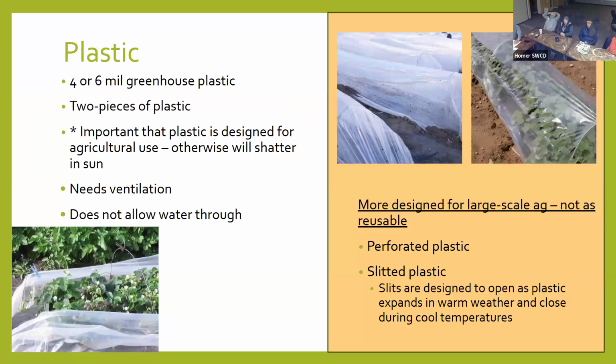So types of plastic, you can buy 4 or 6 mil greenhouse plastic. So that's just the thickness. 4 mil is a little bit easier to work with. It's a little more flexible, lighter, cheaper. 6 mil is thicker and gonna last a lot longer. I believe, Carrie, correct me if I'm wrong, 6 mil is what your typical high tunnel cover is made of. It is. I have some things to say about that though.